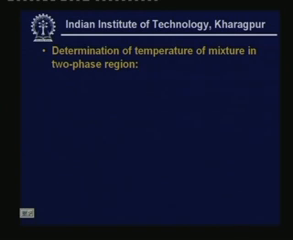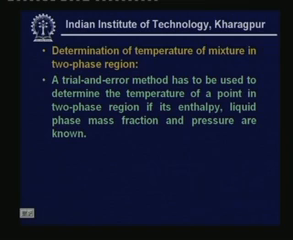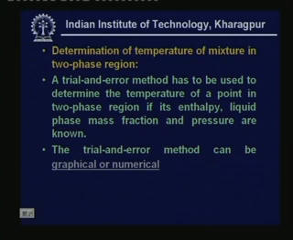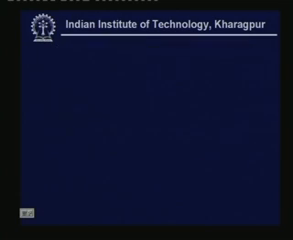Okay, determination of temperature of mixer in two phase region. I was mentioning how do we decide this. Normally a trial and error method has to be used to determine the temperature, and you have two methods, one is graphical, other one is numerical. So let me quickly explain this.